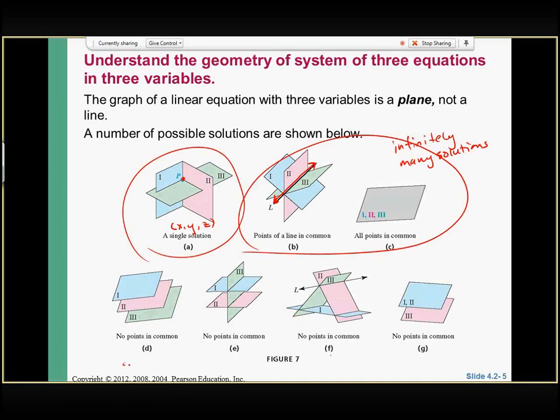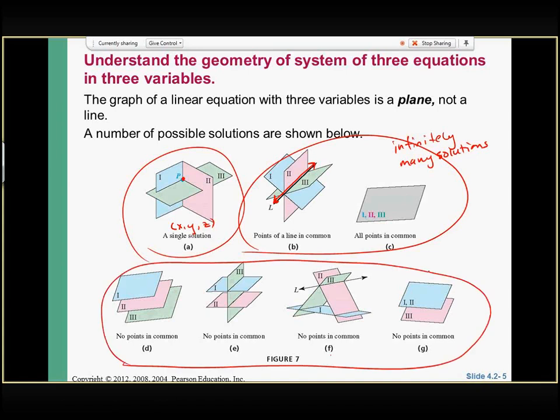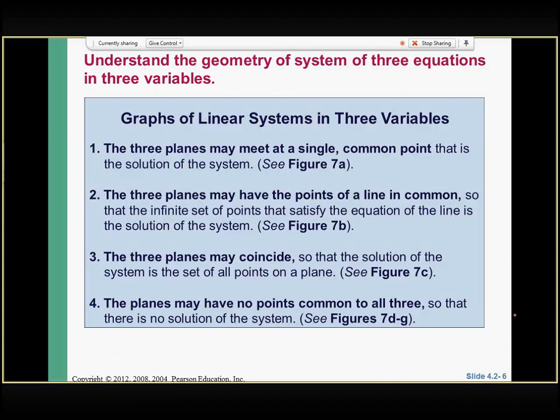And then the ones down here would be no solution. So all 3 planes do not intersect at once. So if there's an example for letter D, they're all parallel planes. Or letter E, plane 1 and plane 3 intersect, plane 2 and plane 3 intersect, but plane 1 and 2 never intersect. And then you see the other 2 examples as well. You don't have to know the visuals, but sometimes it is nice for students to see that. Okay, now they give some more examples. You can read that over on your own. In the book, it talks more about the geometry.